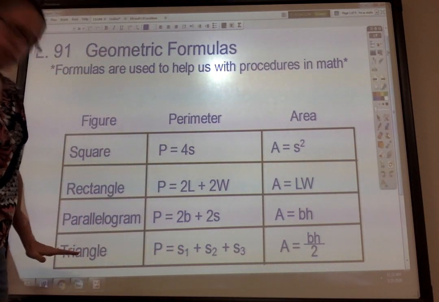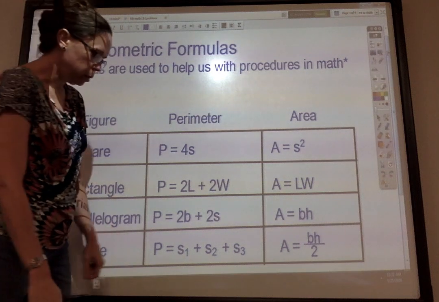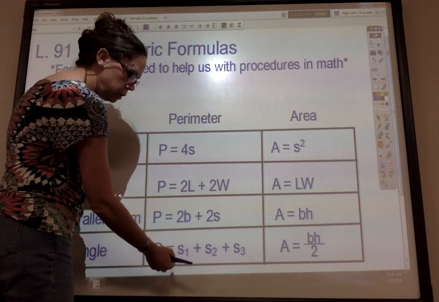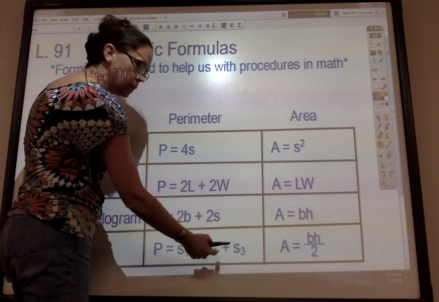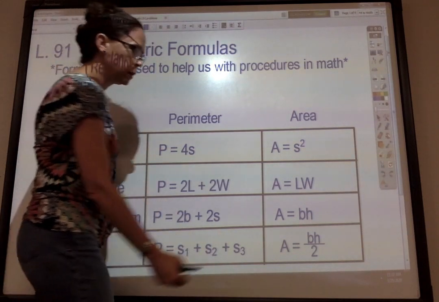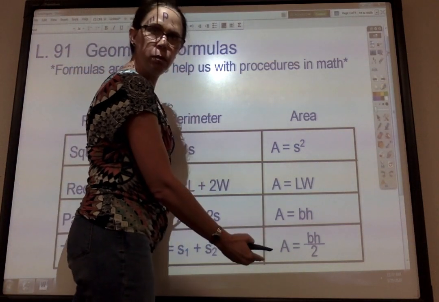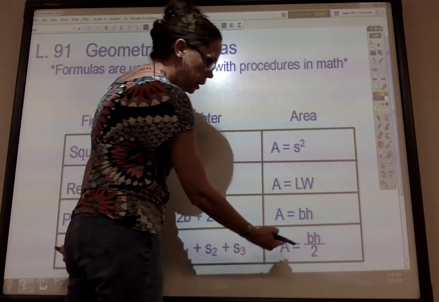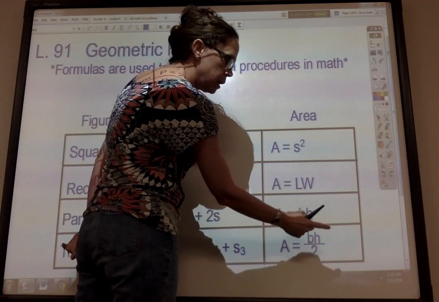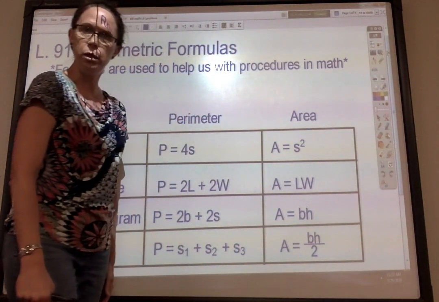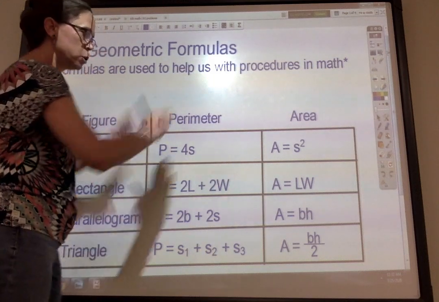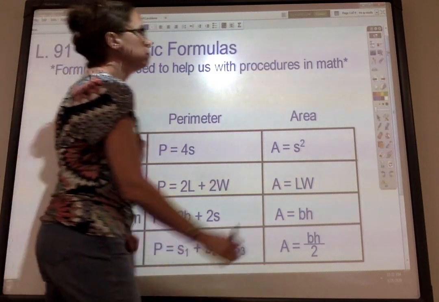And the last one on our list is our triangle. To find the perimeter, we take the length of side 1 plus the length of side 2 plus the length of side 3. Okay? The area of a triangle, memorize this if you have not. Area equals base times height divided by 2. Okay? So make sure to get this chart in your notes.